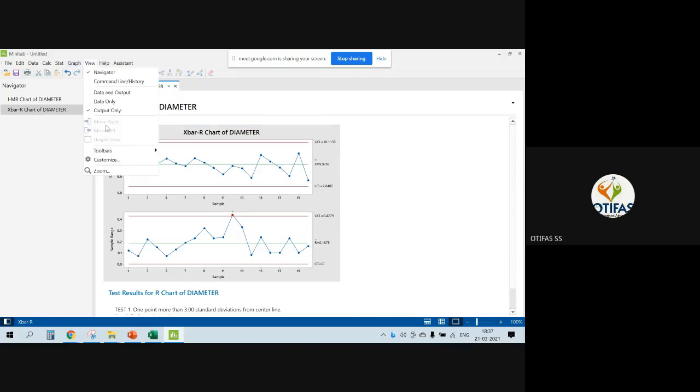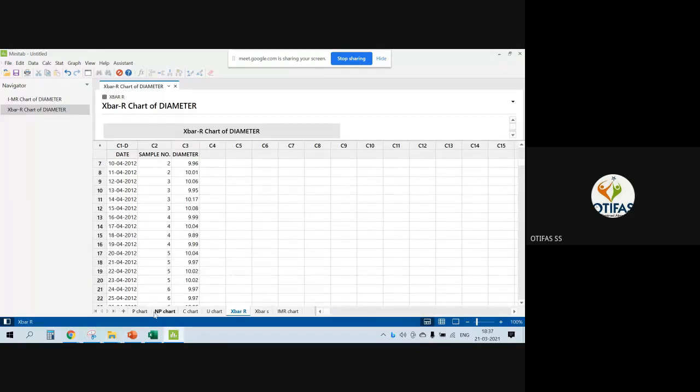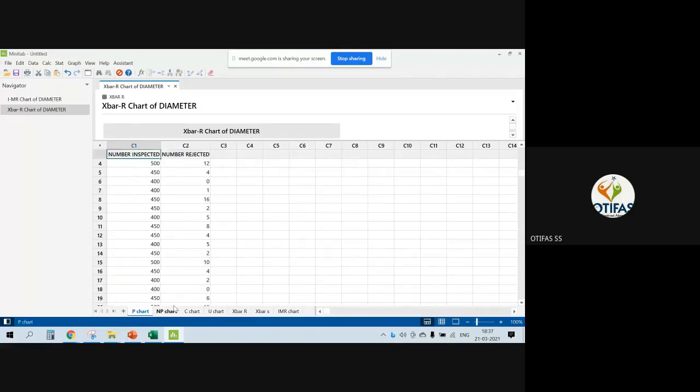Now let's go to the U chart. Now how many charts are there? P and NP, C and U charts. One is for defects, one is for defectives. Now P charts are for defectives, meaning proportion defective. P stands for proportion. Now let's see P. Why are we using P? Because we use P when the sample size is not constant.